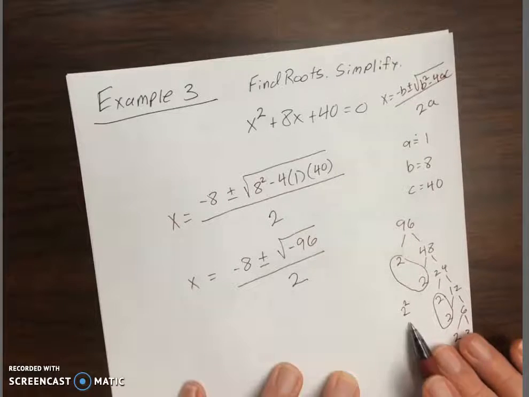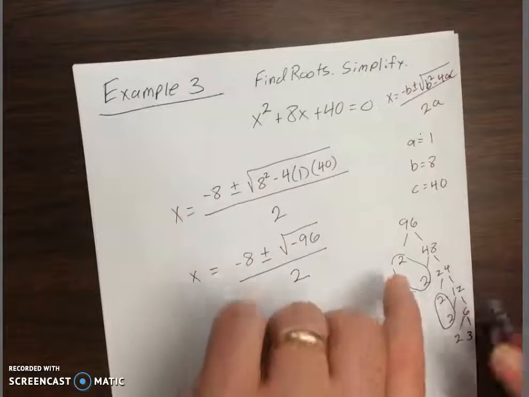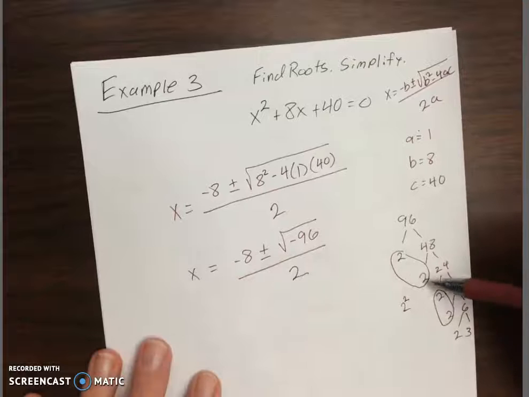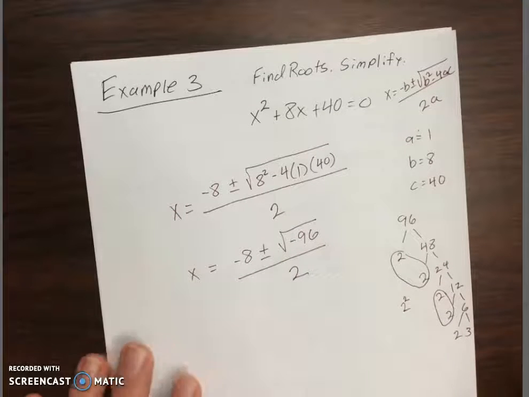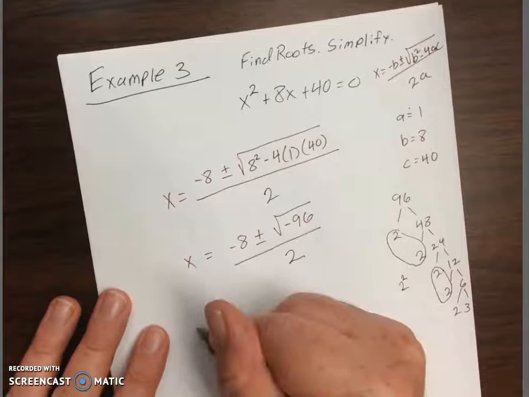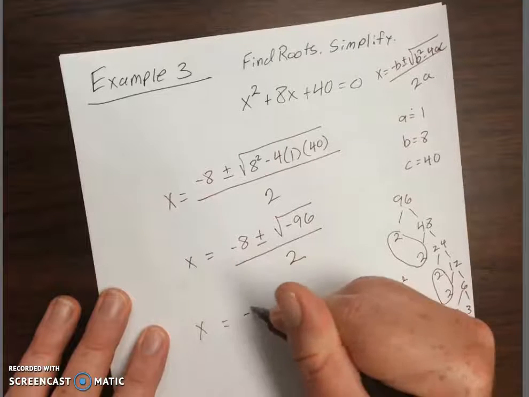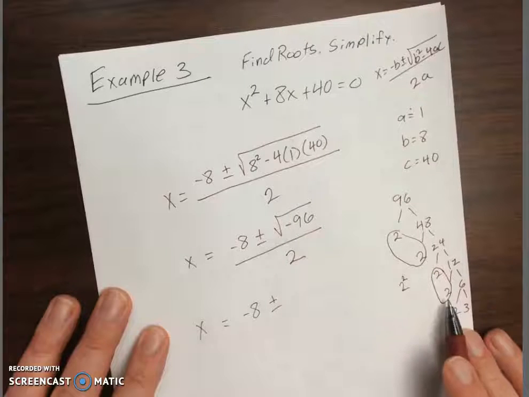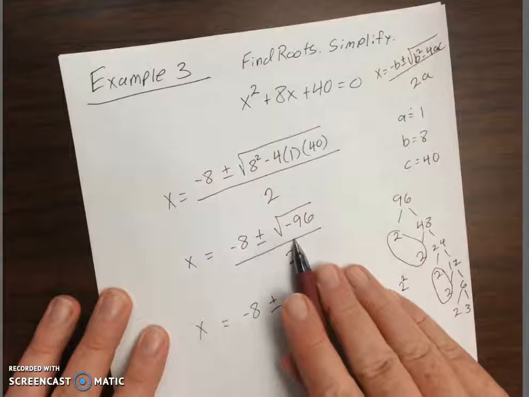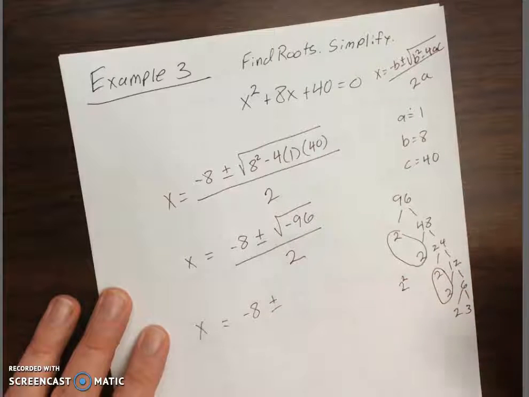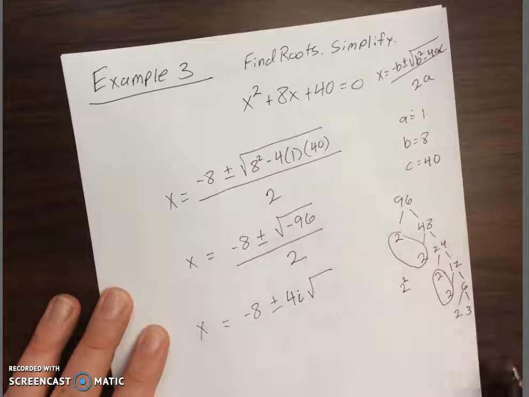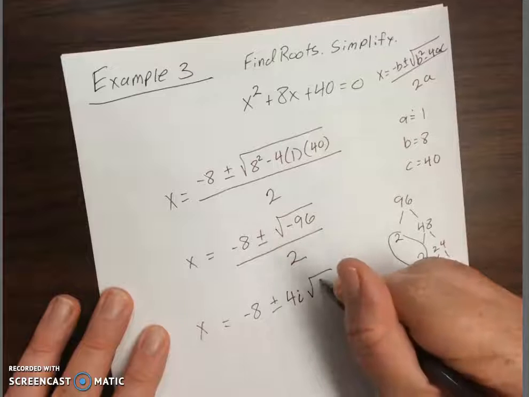So this 2 squared is coming out. This set of 2s is coming out, and this set of 2s. You can also look at it as 2 times 2 times 2 times 2 is 16. Square root of 16 is 4. X equals negative 8 plus or minus, we're going to take the square root of 16 plus the negative, so negative 16 would be 4i. Square root of 2 times 3 is 6.